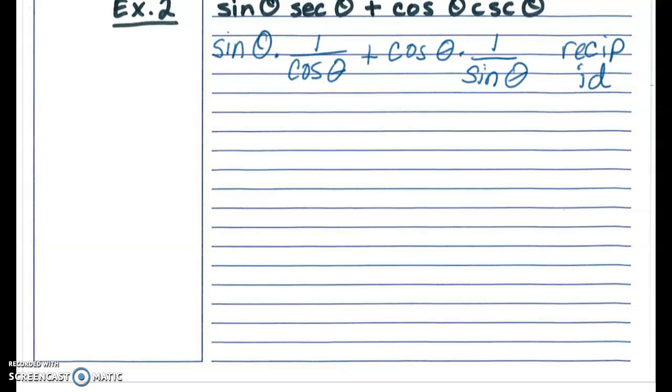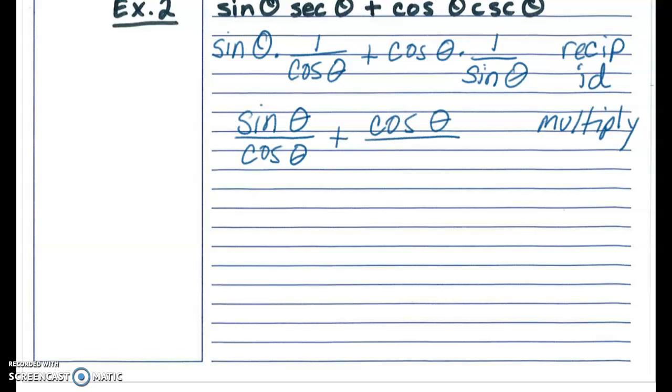All right, now let's just multiply. We can't add until we multiply. So sine times 1 gives me sine. And 1 times cosine gives me cosine. Cosine times 1 gives me cosine. And 1 times sine gives me sine. Make sure you're putting your angle on there too. Don't just write sine over cosine, cosine over sine.